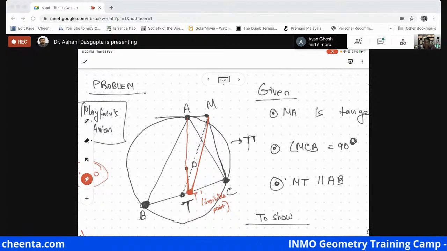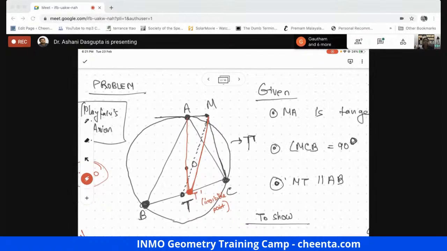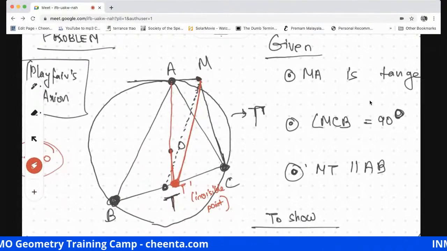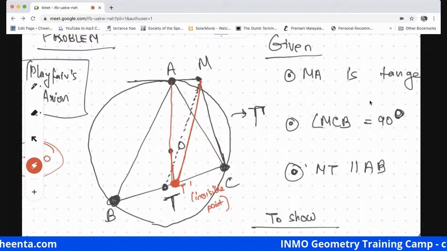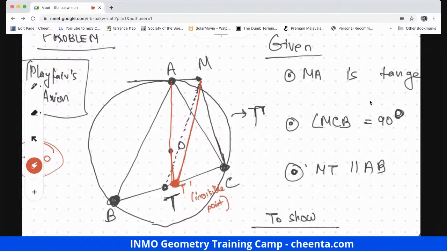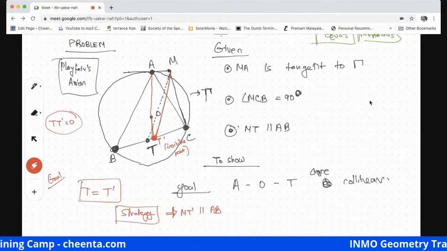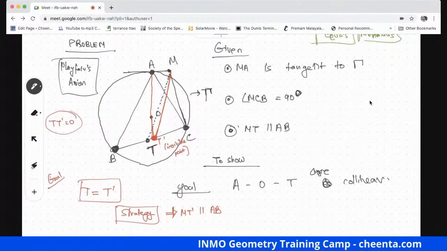For example, if it is a hyperbolic geometry, then it's probably not going to be true because this strategy wouldn't work. I'm not saying the theorem wouldn't be true, but this strategy wouldn't work because in hyperbolic geometry, through one point you can have multiple lines parallel to a line. So anyway, can anyone show by simple angle chasing that indeed MT prime is parallel to AB?